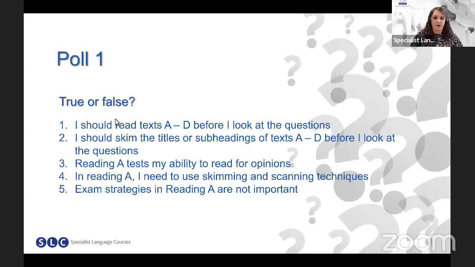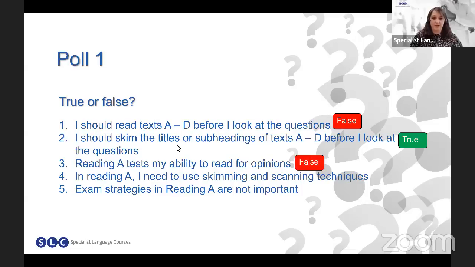So question number 1, I should read the text. Now by read, we mean read in detail, perhaps from beginning to end. As most of you have said, we think this is false. Reading in detail from beginning to end is not an effective strategy for reading A because you don't have that much time. Number 2, instead of reading in detail, you should skim the headings, titles or subheadings to help you understand what each text is about.